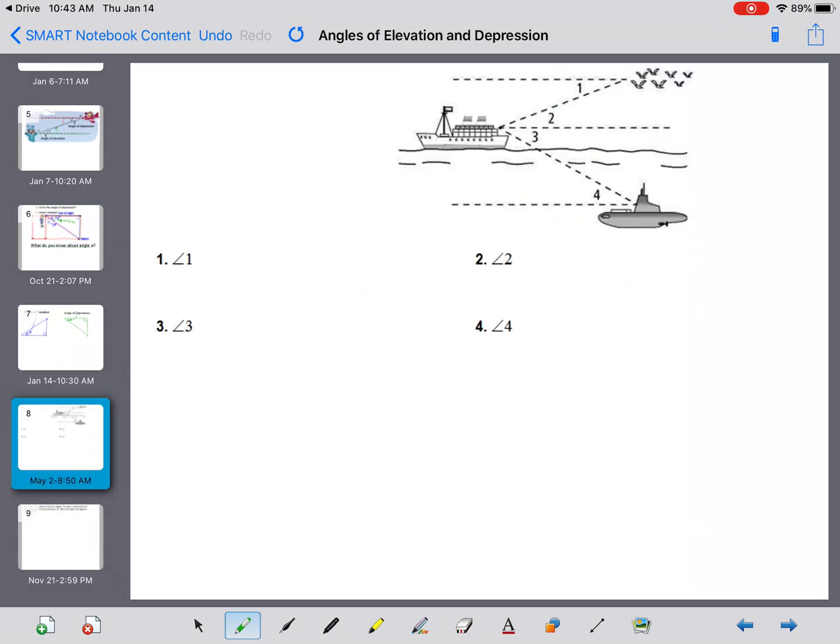You can pause the video to make sure you have this worksheet out. I'm going to go over a couple of problems to get you started. This sheet asks us to identify the angle. It asks us to describe each angle as it relates to the situation in the diagram as elevation or depression. If I look at the situation for angle 1, we have the birds, and it looks like they're looking at the ship. So from the birds' horizontal, we're looking down, and so this would be an angle of depression.